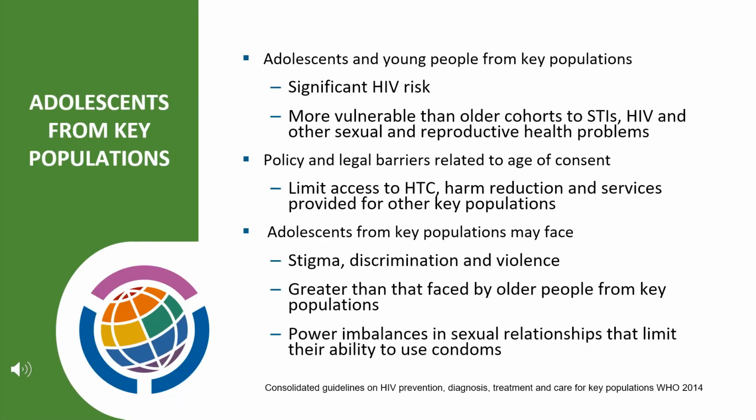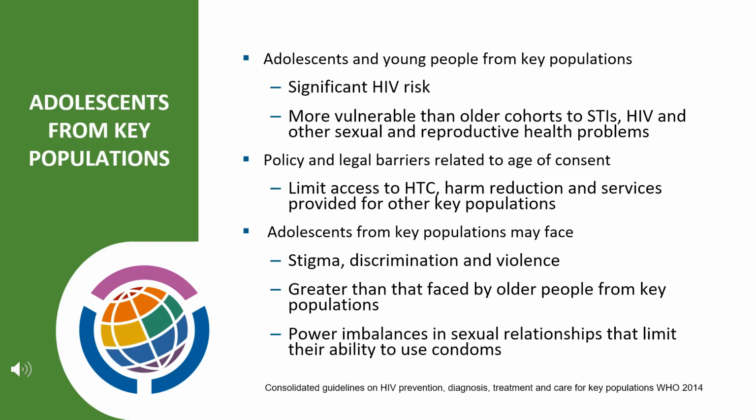It is useful at this point to underscore the particular challenges of adolescents in key populations. Adolescents and young people from key populations are at a significantly high risk of acquiring HIV. They are even more vulnerable than older cohorts to sexually transmitted infections and other sexual and reproductive health problems. Particularly for those under age 18, policy and legal barriers related to the age of consent prevent access to the range of services provided for key populations, such as testing and counseling and harm reduction.